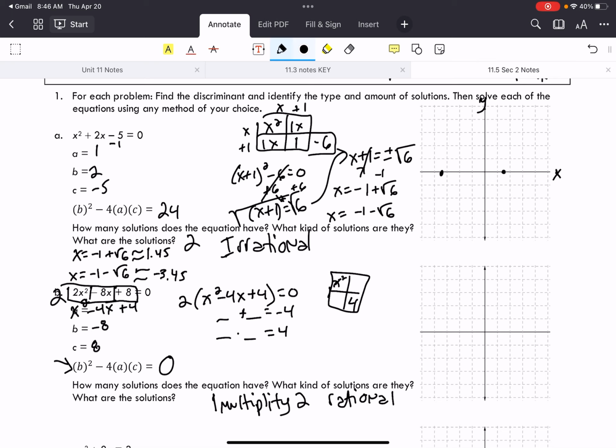So close. Watch your negatives. Because I have to add to negative 4. Minus 2, yep. Do I need to set both parentheses equal to 0? Probably not. They're the same thing, right? So what is x going to be? What's x? Yeah, 2.